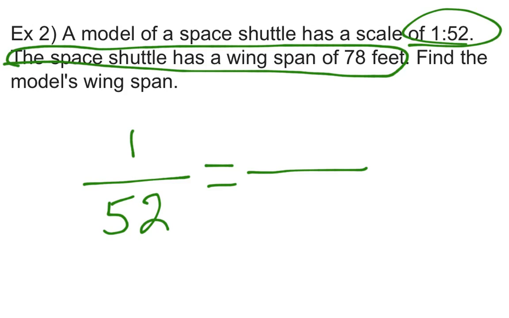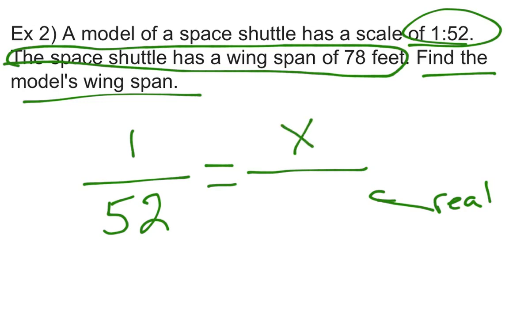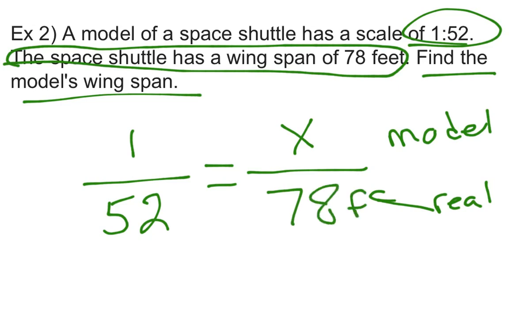The space shuttle has a wingspan of 78 feet. You just have to determine, is that the real actual size of the space shuttle, or is that the fake size? The question says find the model's wingspan. We are looking for the wingspan of the model. The model always goes on top. The actual space shuttle wingspan is 78 feet. That goes on bottom. Like always, we cross multiply and divide.